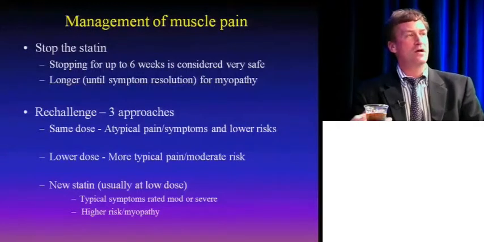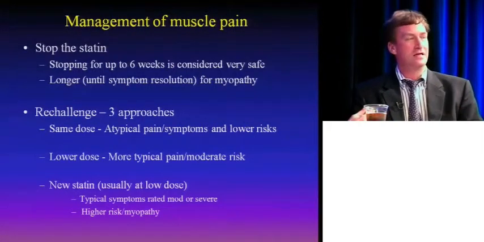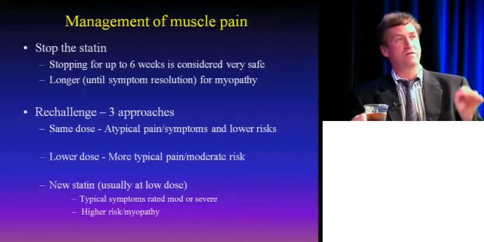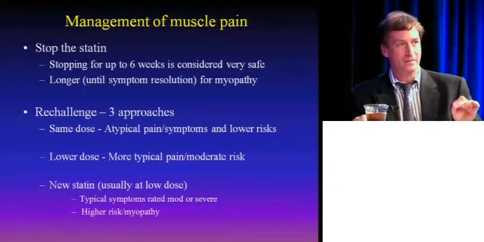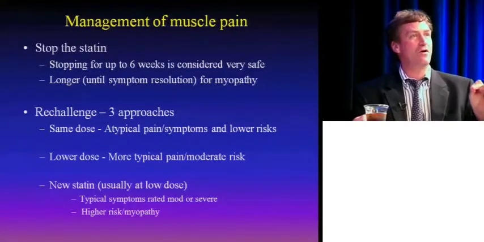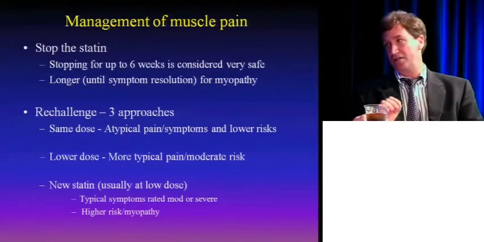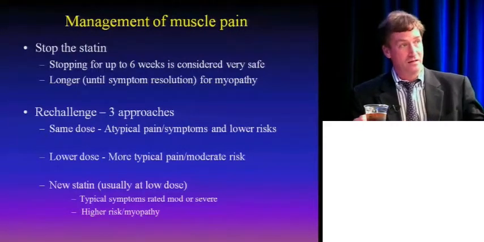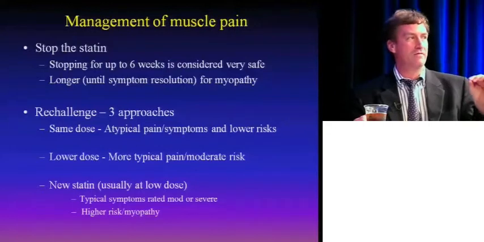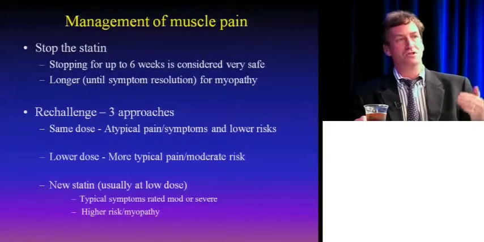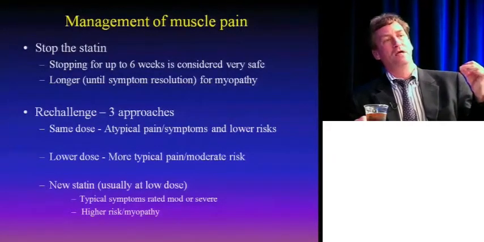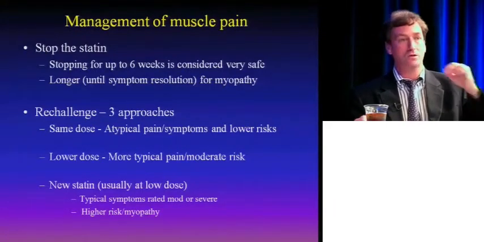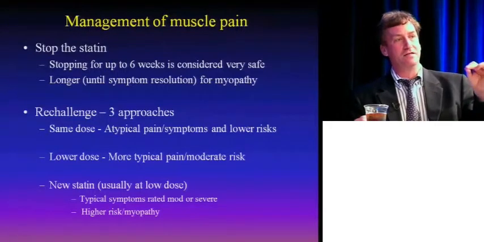And then you want to re-challenge in one of 3 ways. The same dose if it was really atypical. A lower dose if it was fairly typical but pretty benign, and if it was pretty life-altering, then I start with a low dose of another statin. And I try and use a statin that is either going to be less myopathic, or a statin that I can use a very, very low dose of. So rosuvastatin 2.5, atorvastatin 5, which is half of the dose that comes for both of the lowest dose, or the other nice thing is fluvastatin 20.